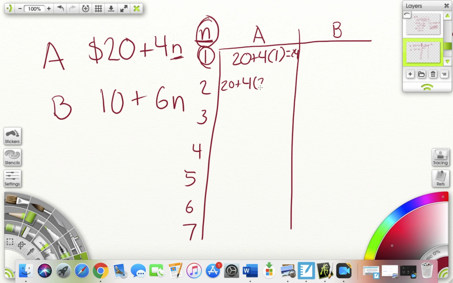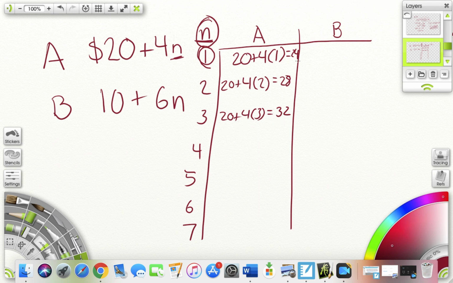It'd be 4 times 2 plus $20 equals 28. 20 plus 4 times 3 equals 4 times 3 is 12 plus 20 is 32. And I have to do this bit by bit. Or, if you notice, I started with 24, 28, 32. I'm going up by 4 each time.